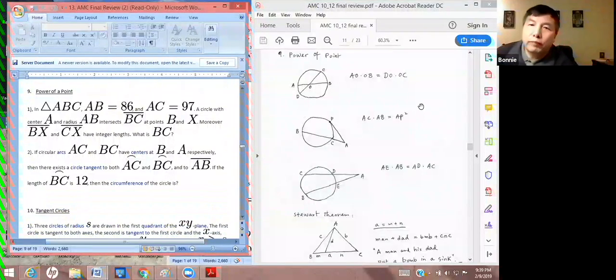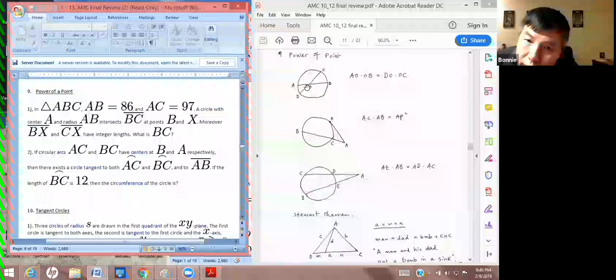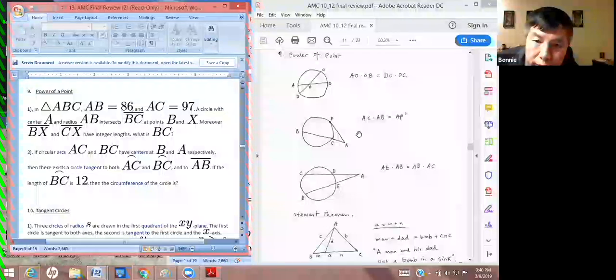Okay, for the PowerPoint, we have three cases. One is a circle and two chords that cross inside the circle. We have AB and DC, and they intersect at O, and we have AO times OB equals DO times OC. Okay, this is the first case.